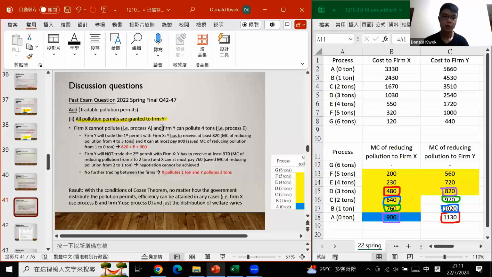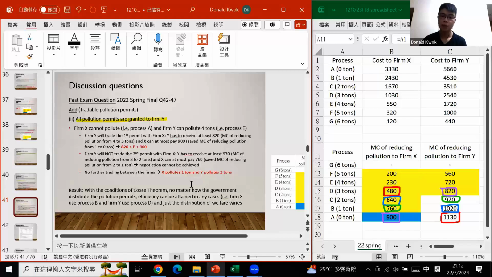How about the second scenario, where all pollution permits are granted to firm Y? Then the story will start as follows. Firm X is polluting 0 tons using process A, while firm Y is polluting 4 tons using process E. They're trying to negotiate whether to trade for the first pollution permit. Firm Y needs to receive at least 820, while firm X is willing to pay at most 900. So as long as the permit price is between these two numbers, they can reach an agreement to trade for the first pollution permit, but not for the second pollution permit, because firm Y has to receive at least 970, while firm X is willing to pay at most 760. So the negotiation would end here.